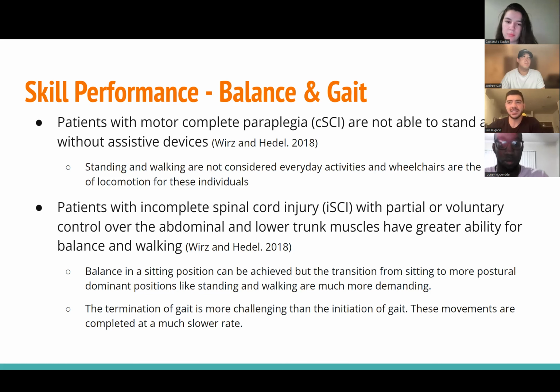When you think of gait, we kind of just start walking, we pick up our feet, no problem. And then when we want to stop, we stop. But we'll see that in incomplete spinal cord injury, it's actually the termination of gait that is more challenging than actually initiating the walking pattern.